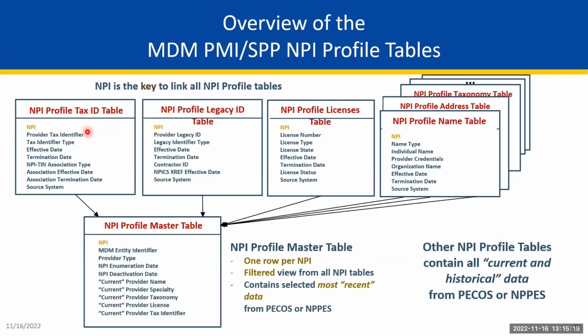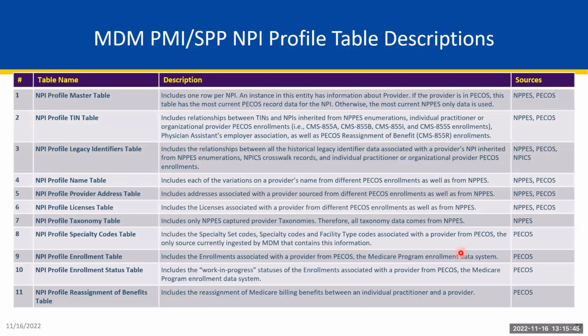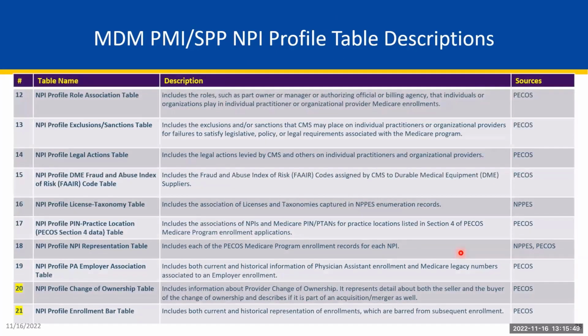So if you are looking to get both current and historical information, or in case you're looking for the legal business name along with the DBA, doing business as name, for an organization or a provider, then I think we will recommend you go to the specific table where you'll get both current and historical and the extra information for that particular provider. The subsequent slides will give you the descriptions of each NPI profile table and the source it has.